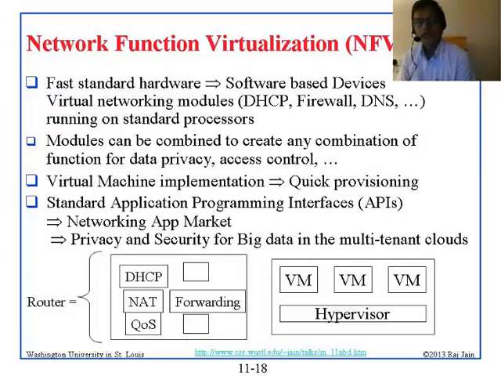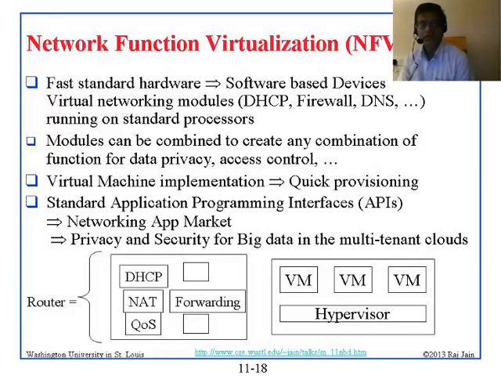So there is a group in ETSI, the European Telecommunication Standards Institute, where they have started work on NFV, network function virtualization. And what they're saying is, let's divide the functions that we do inside the networking devices, and we can just implement them in software on a standard processor, let's say, a standard Intel processor. And then we can combine these function modules to get anything we want to make.